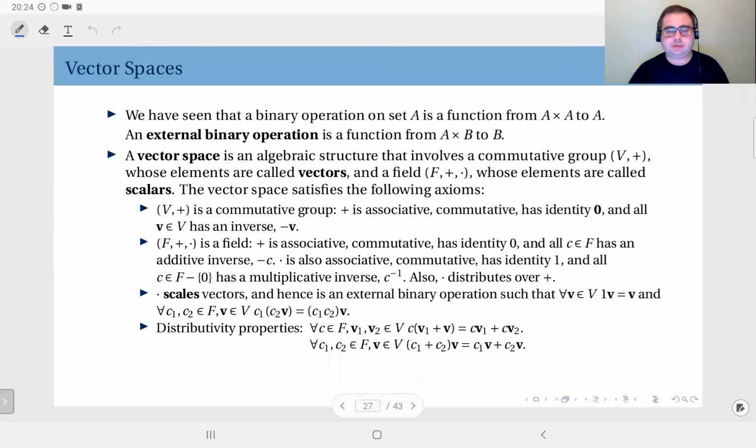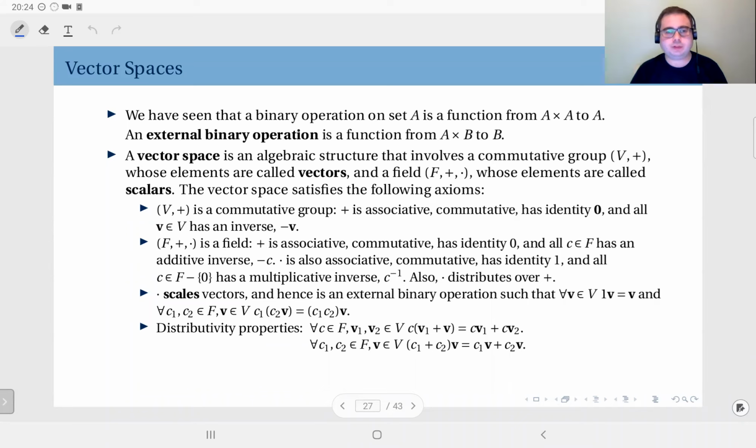The next algebraic structure we are going to talk about is the vector space. Here, we are going to define a new type of operation. It's still a binary operation, but this operation is called an external binary operation.